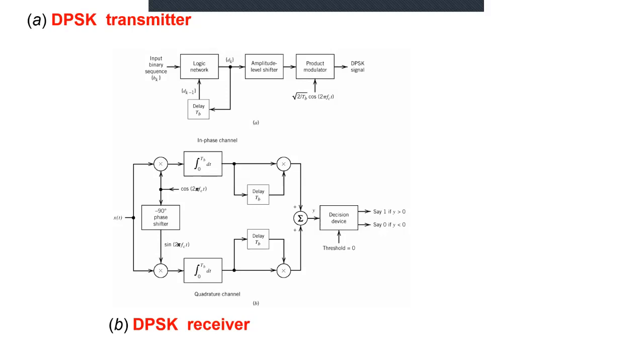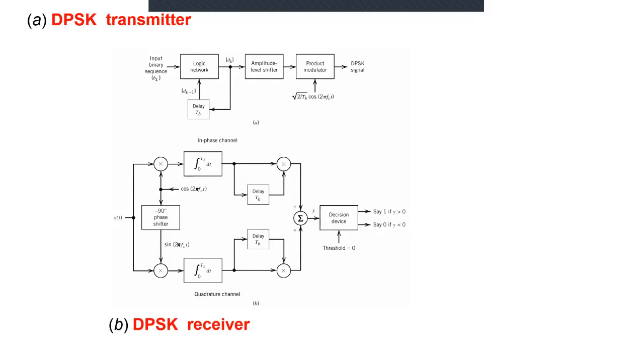The received signal x(t) is applied to the two correlators, that is, the in-phase channel and another one, the quadrature channel. One input is given to the product modulator directly, and another input is given with 1 bit delay, in the in-phase channel as well as the quadrature channel. And how do we get this in-phase and quadrature?